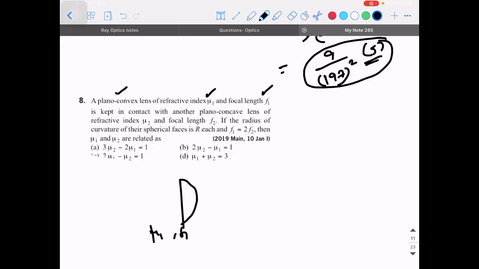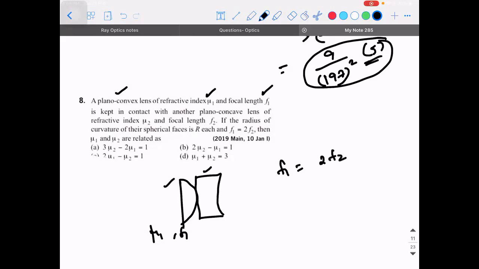Okay, so here I cannot draw an exact diagram. The reason being, it can be like this also. Whereas in the previous problem, if you see, they told that these two are getting fit inside each other respectively. So they are in contact. If the radius of curvature of the spherical faces is r, and f1 is equal to 2 times f2, f1 is equal to 2 times f2.